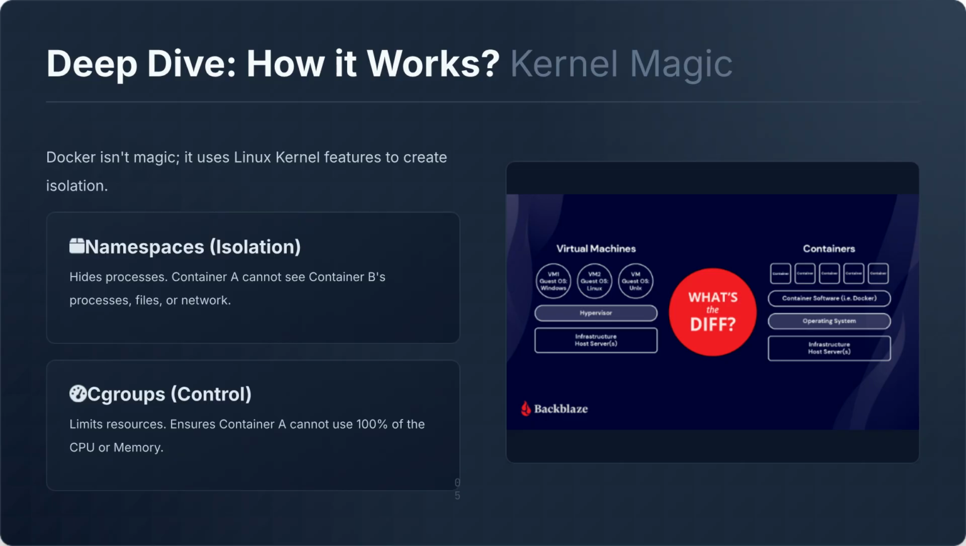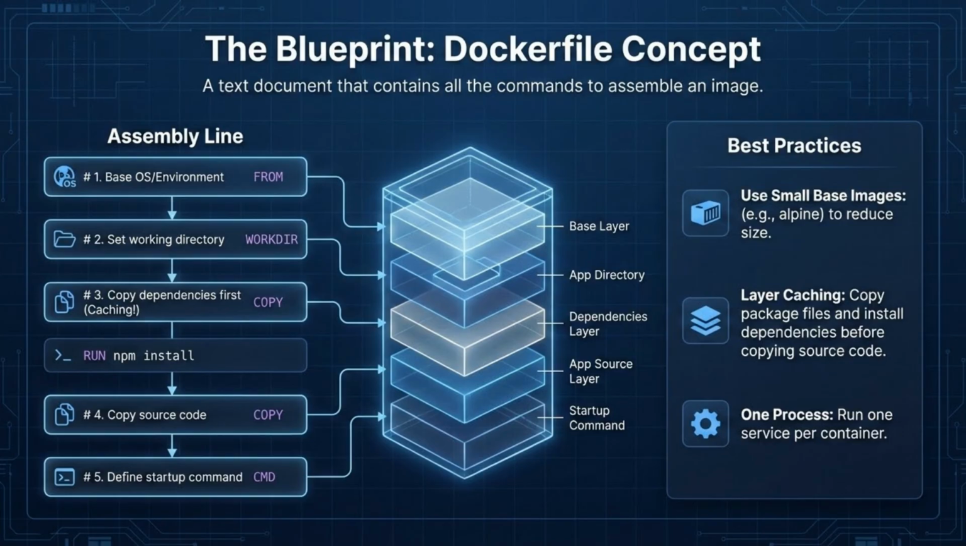Docker utilizes Linux kernel features for isolation and control. Namespaces hide processes and resources for isolation, while cgroups limit resources like CPU and memory. The Dockerfile is the blueprint for assembling an image. It defines the base OS, working directory, dependencies, source code, and startup command. Best practices include using small base images and layer caching.